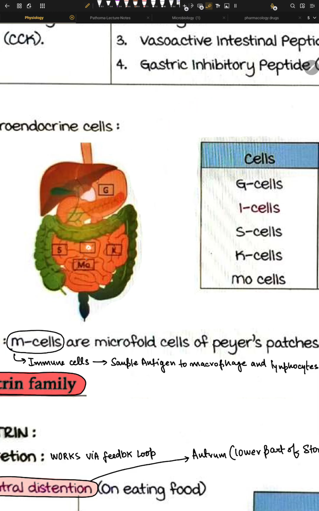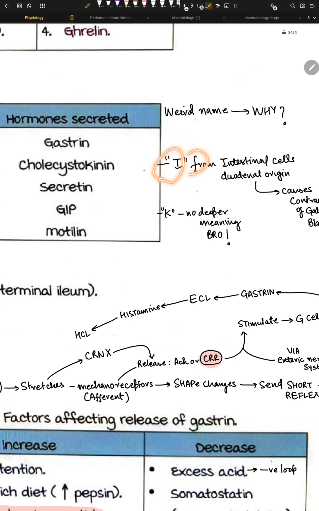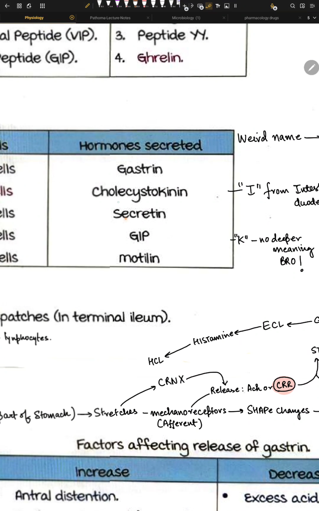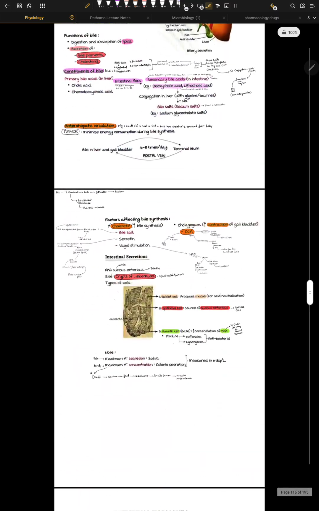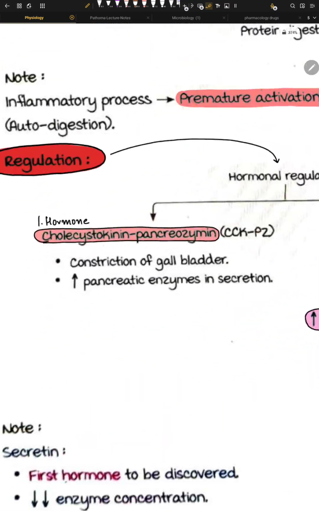There is the I cell. I comes from intestine. Duodenal origin causes contraction of the gallbladder. What is it? It's cholecystokinin, right? Do you remember this hormone called cholecystokinin? Cholecystokinin, pancreozymin. It's a cool name, right? This is actually responsible for the contraction of the gallbladder.